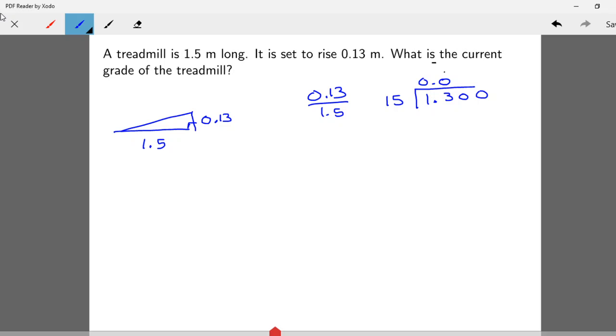0.0, let's see here. 15 times 6 is 90. So 15 times 8 is 120. 0, 8, 120. And bring down the 0, gets 100. What did we say? That was 6. Hey, that's just going to keep repeating. So I would say that this is approximately 8.67% to the nearest hundredth of a percent, with 2 decimal places. Great.